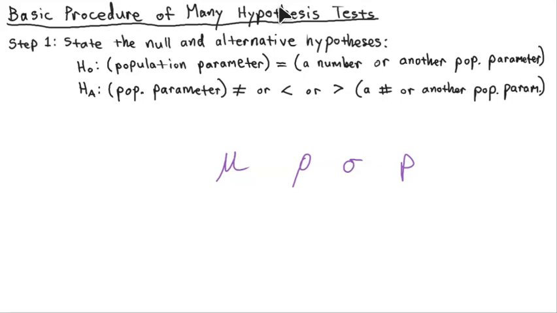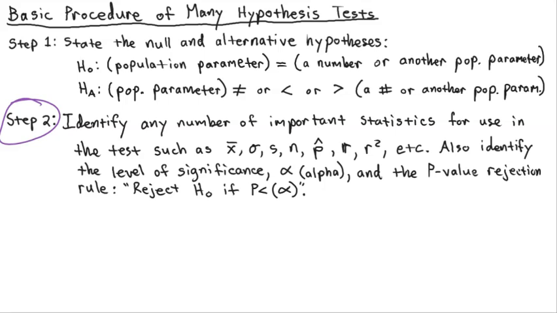And then the alternative is typically the same population parameter, and then we either say that it's not equal to, or that it's less than, or that it's greater than typically the same number that you had up here. If you had a number up here, typically we have the same number here, or we'll have another population parameter here if you had another population parameter up here. Moving on to step 2.